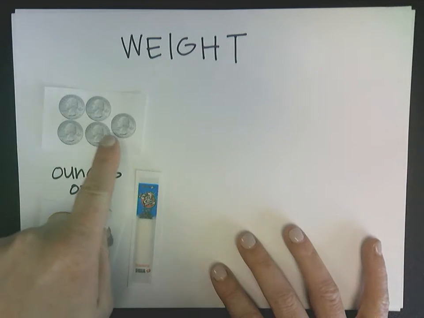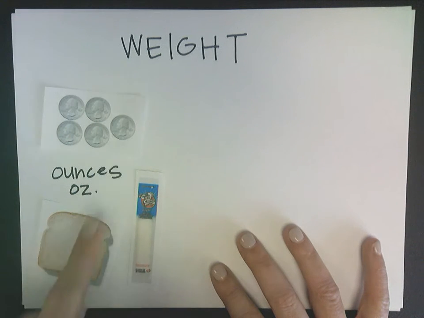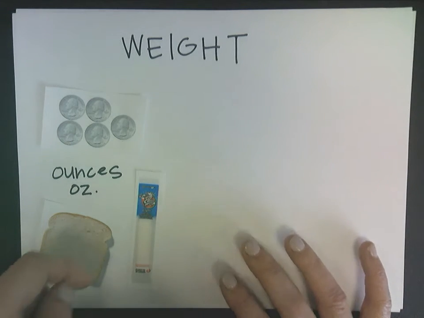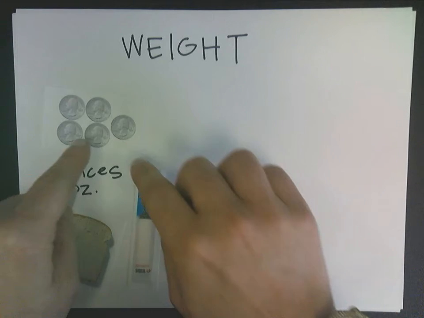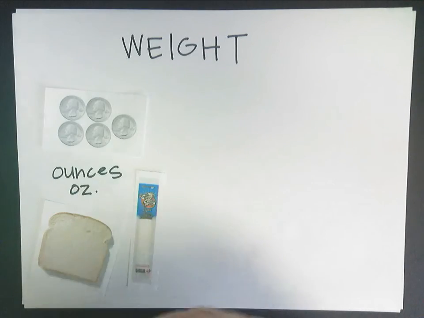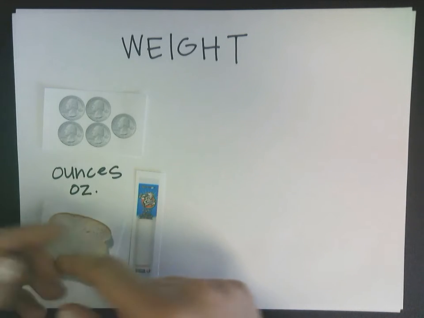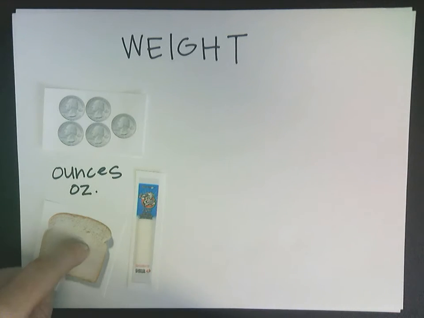Now, I know that a stack of quarters might feel heavier in your hand than a slice of bread, but this is relating back to what we learned in science about density. The molecules are packed more closely together in these small quarters, so they feel heavier than the same amount of weight spread out over one slice of bread because the bread is larger.